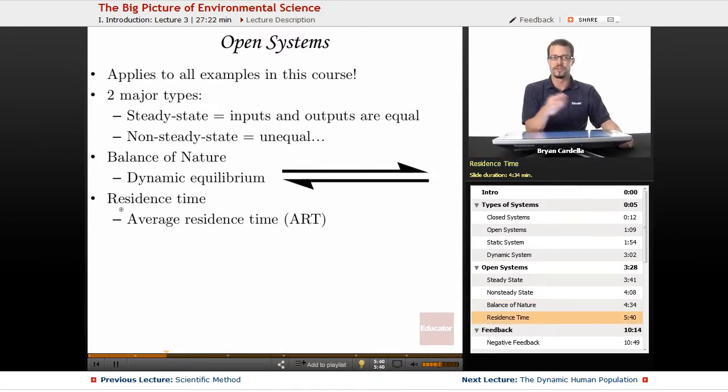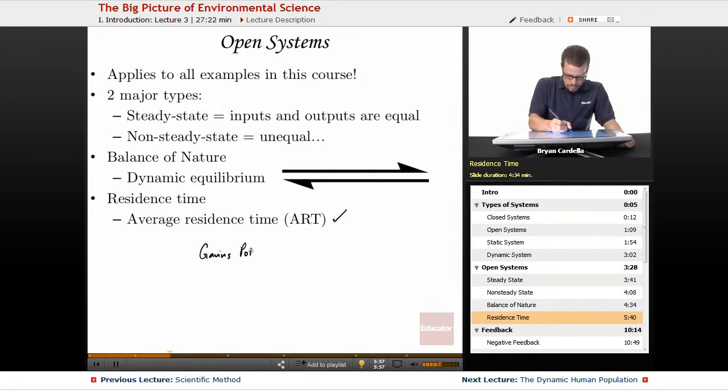Something else we need to consider in terms of inputs and outputs is residence time. So there's a calculation, ART, average residence time. I'm going to give you an example of how that's calculated. So let's take the Gavins Point Dam. It's the last dam in the flow of the Missouri River. It's small compared to some of the other ones that are upstream.